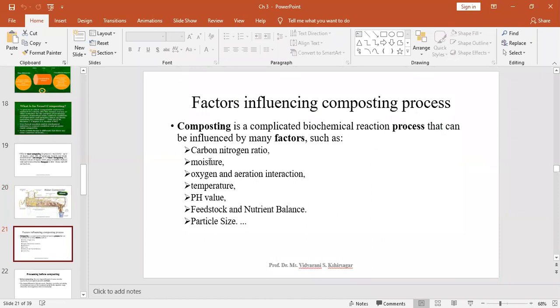Basically, composting is a complicated biochemical reaction process that can be influenced by many factors. And what are these factors? Carbon nitrogen ratio, moisture content. If the carbon nitrogen ratio is in that range, I have forgotten to tell you.